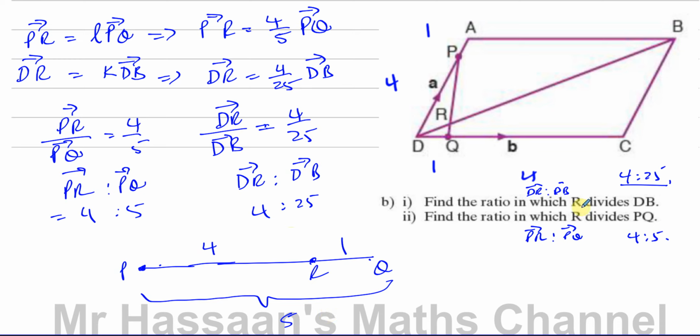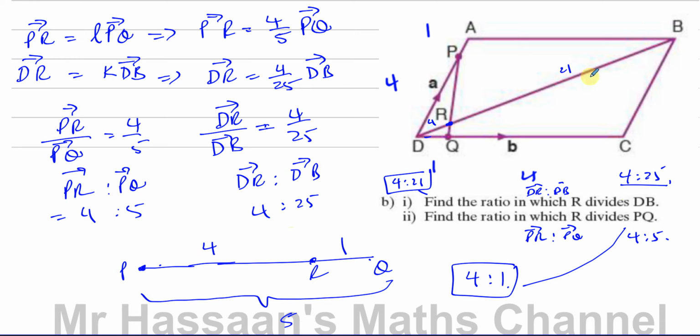So we can say the ratio in which R divides PQ should actually be 4 to 1. That should be the answer for number 2. And the ratio in which R divides DB, you see the whole thing is 25 parts. This is 4 parts, and this is 21 parts. The whole thing is 25 parts because D to B is the whole thing. So the answer for part 1 should actually be 4 to 21, because the whole thing is 25 parts, and we got the ratio of DR to the whole thing.